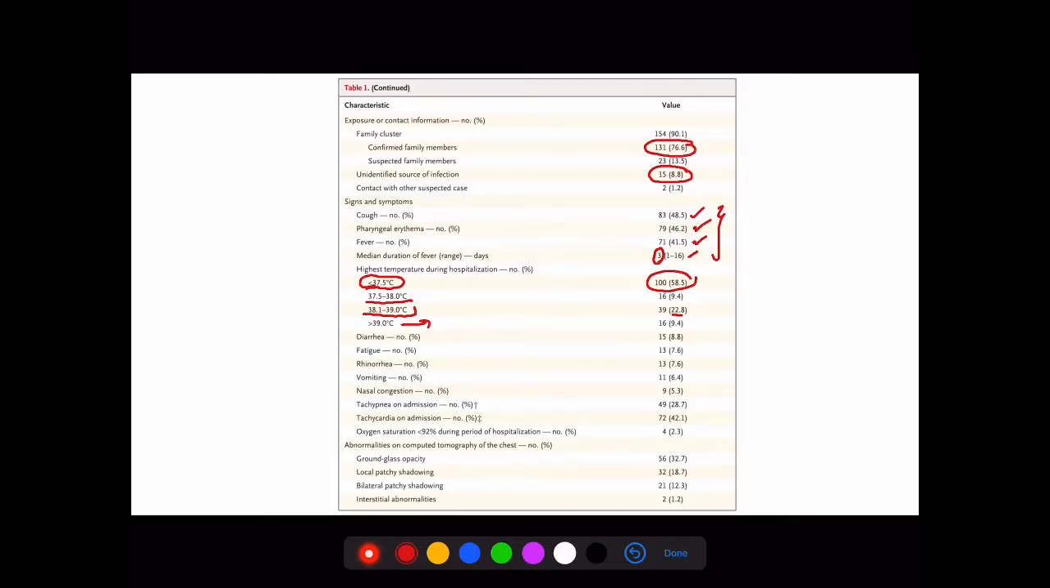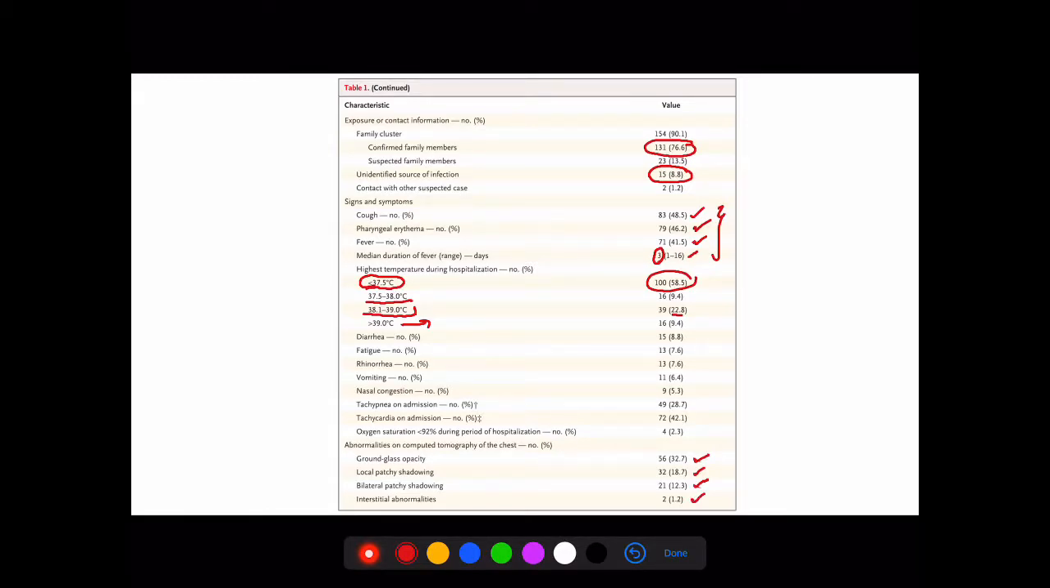Abnormalities that were detected on the CT of the chest that was done: 32.7% of them had ground glass opacities, which means that there's some form of acute respiratory distress syndrome. 18.5% had local patchy shadowing, meaning some form of pneumonia. Bilateral patchy shadowing in 12.3%, and some interstitial abnormalities, which are again very non-specific, in 1.2% of the cases.